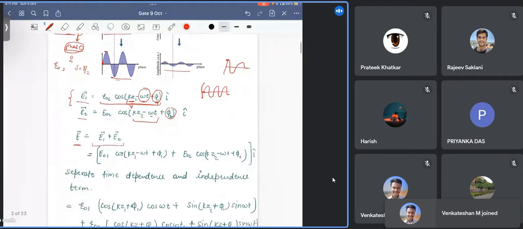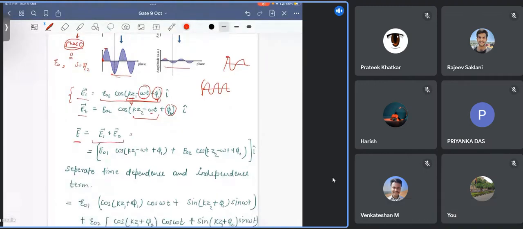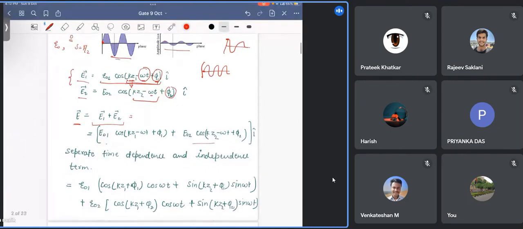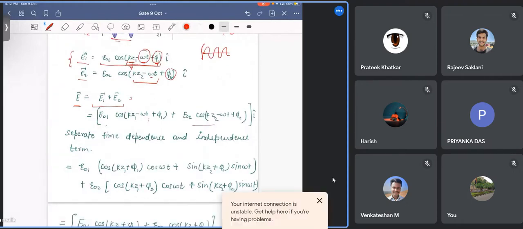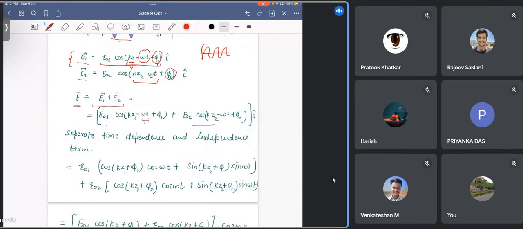Interference is the superposition. So we just take the E1 vector plus the E2 vector, which represents the superposition. We take this vector plus this vector, and this will become squared. To simplify this expression, we take the t-dependent part separately, and we apply this identity.